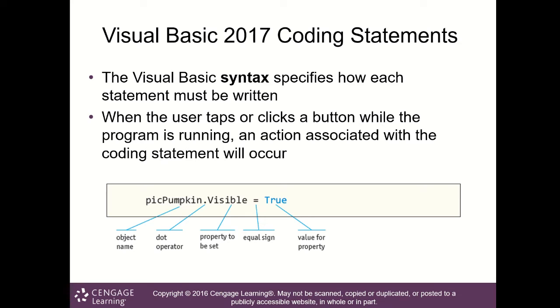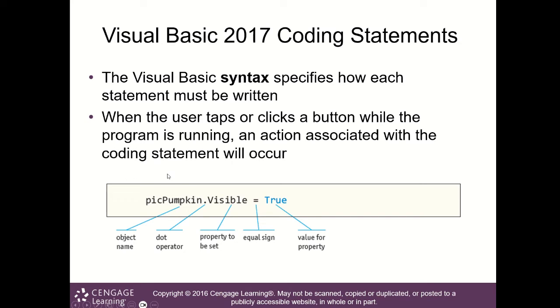So the Visual Basic syntax specifies how each statement should be written. When the user taps or clicks a button while the program is running, an action associated with the coding statement will occur. So here you have the object name pick pumpkin. You set it visible with the dot operator. Then you will see the property to be set equals true. That means once you click the button, the pumpkin picture will be visible.